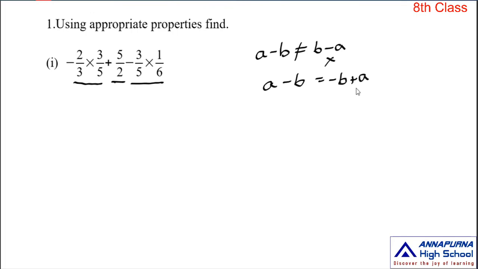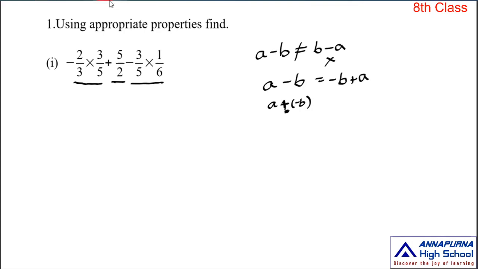Why? Because the commutative property is satisfied with respect to the addition operation. That means here we treat this statement as a plus of minus b, and we are interchanging the terms. Minus b comes first and a comes second. So with respect to the addition operation, the commutative property is satisfied. That's why if you are interchanging the terms, you change the terms along with the sign. That is the most important point.